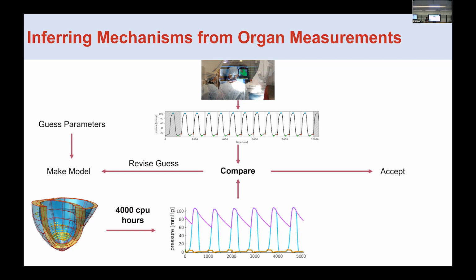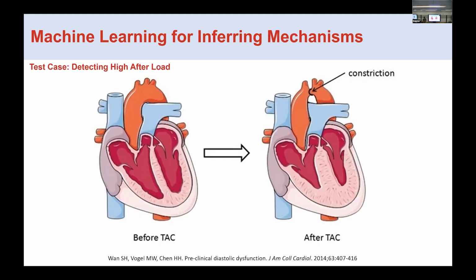So what we wanted to do was see, there we go. What we wanted to do is see if we could use, and I write machine learning, this is very much a marketing exercise, Gaussian process emulators would be a better description, for inferring the mechanism. So we wanted to have a test case. So the test case we have is a rat heart.